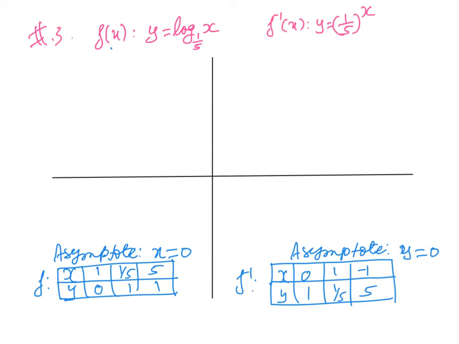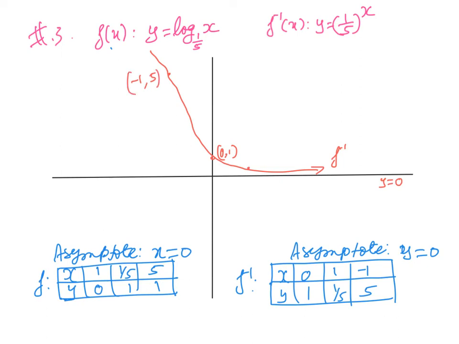Now to plot these points, I need 0, 1. So 0, 1 is somewhere here. 1 and 1 over 5 is here. And negative 1, 5. So this is going to be my graph of f inverse. Definitely y is equal to 0 is my asymptote. Now let me also put a point here, 0, 1 and negative 1, 5.